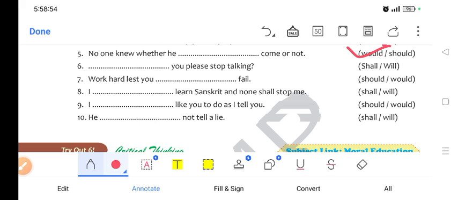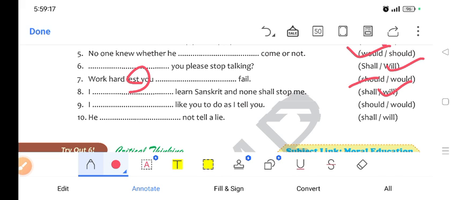Next, you please stop talking. So what do we use? Will you please stop talking? Work hard lest you should fail. So lest is the word that always takes should modal. I will learn Sanskrit. So this is your strong will. I will learn Sanskrit and none shall stop them.